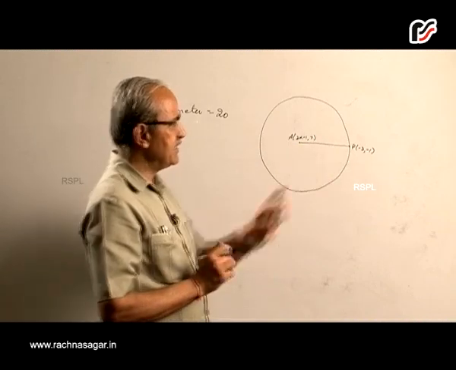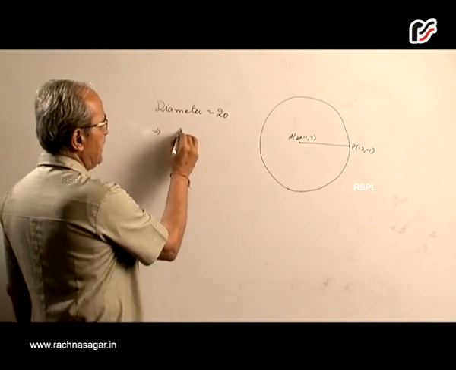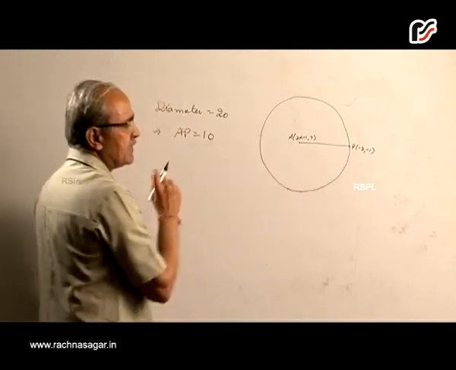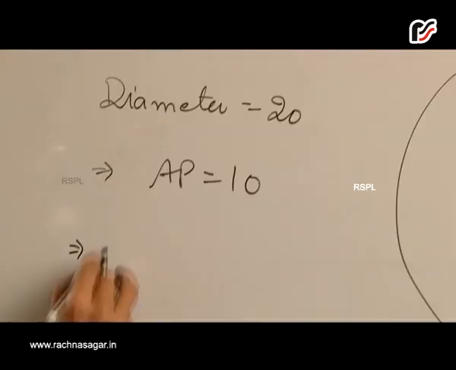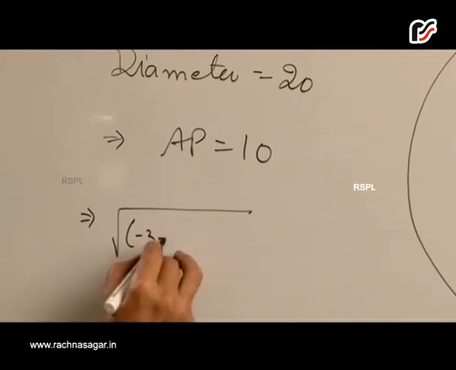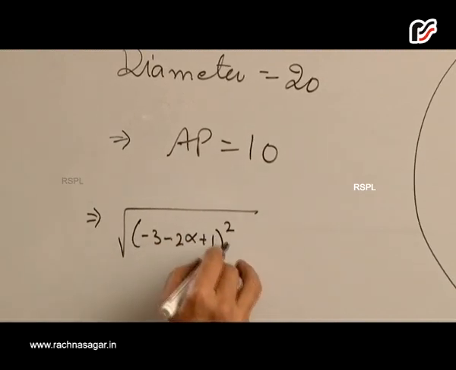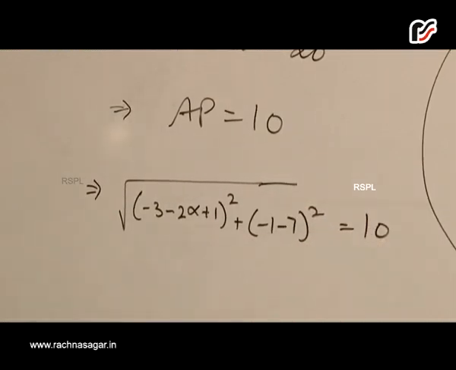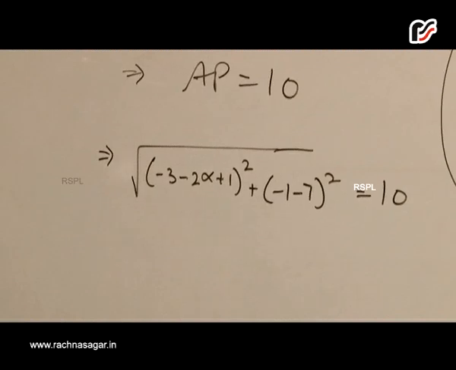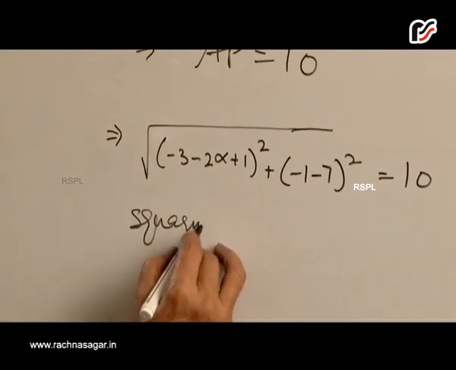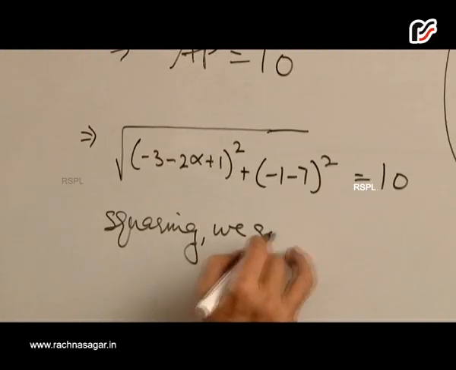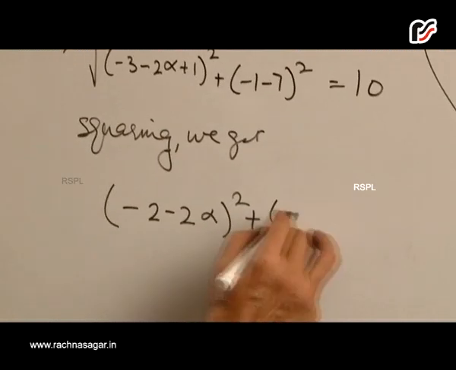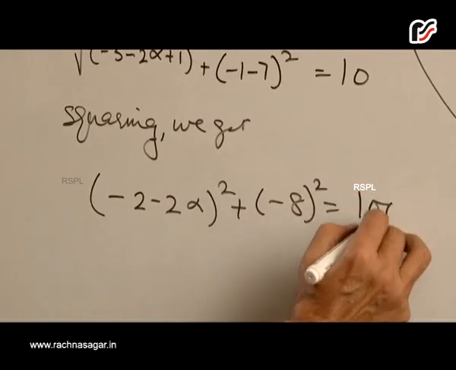Now as AP is the radius, therefore AP is 10. That means the distance between A and P is 10. So this implies root of (−3 − (2α − 1)) whole square plus (−1 − 7) whole square equals 10. Squaring, we get (−2α) whole square plus (−8) square equal to 100.